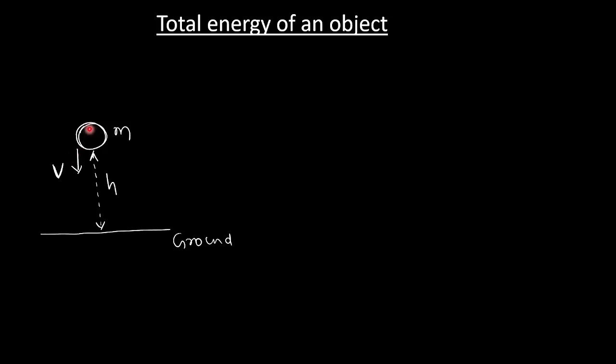So I am throwing a stone from the top of a tower. Due to the height, it has potential energy. Due to the velocity, it has kinetic energy. So the total energy possessed by the body, we can use TE, will be potential energy plus kinetic energy. No other kind of energy. Potential energy is due to the position, kinetic energy is due to the velocity.